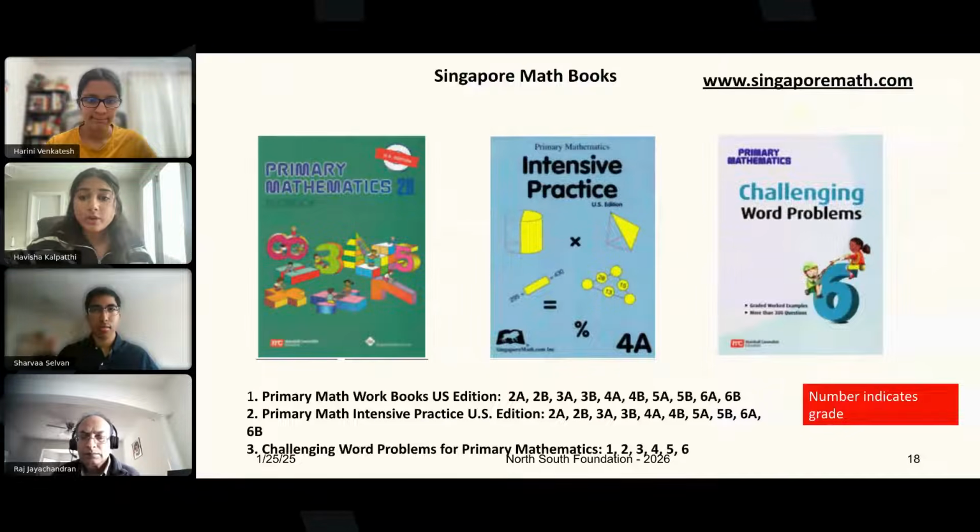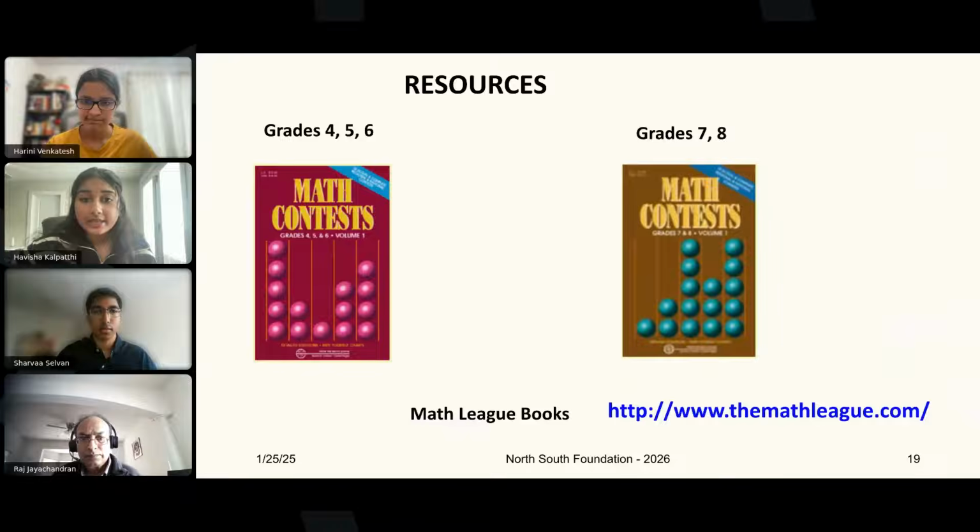And these are just a few examples of the Singapore Math books that you could use, examples for MB1 or MB2. And just a few more resources if you want to see a visual of how the books look.